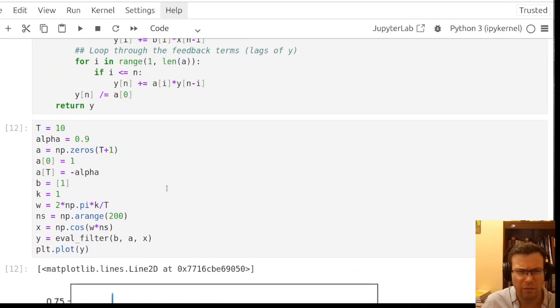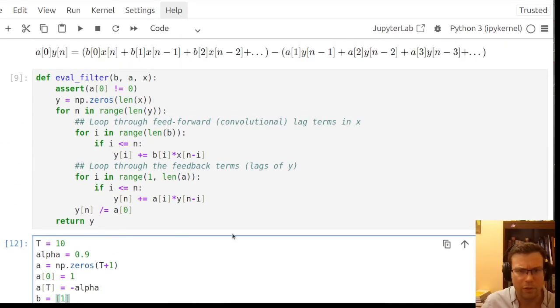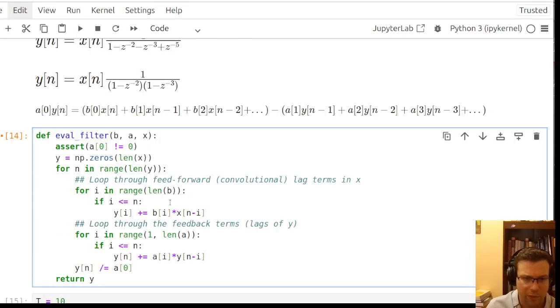Something is a little bit off here. Let me just double check my code here for a second. Okay, I actually made two little mistakes here. One is this should be a y of n. I'm trying to accumulate this at time n.